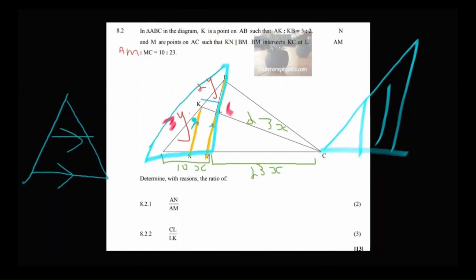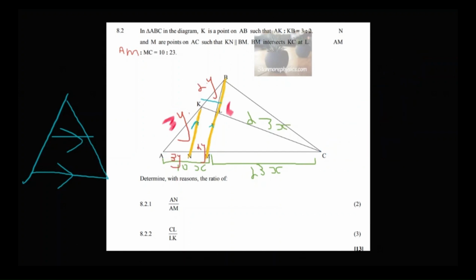Now, AK is in proportion to AN, so I'm going to quickly label AN as 3y. And then KB is in proportion to NM, so I'm going to label this part as 2y. Okay. So let me just erase that. What is AN? We have to determine with reasons the ratio of AN over AM.